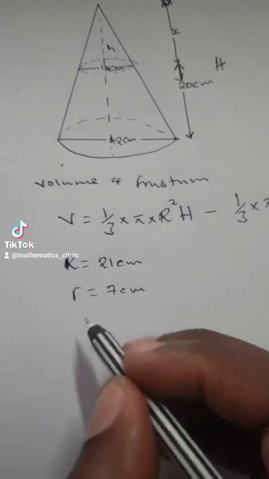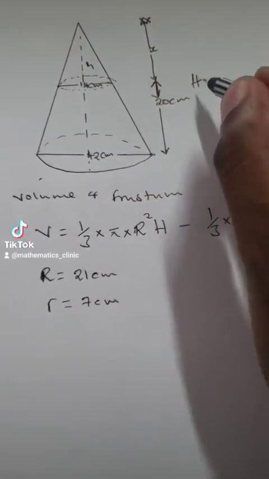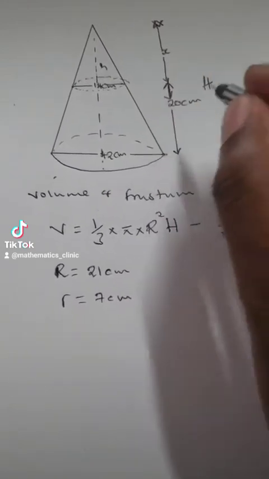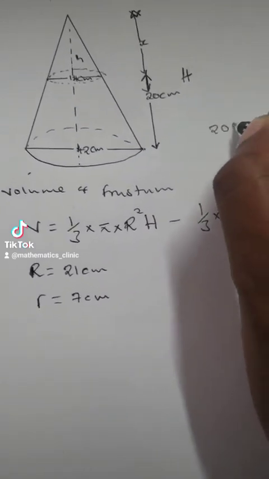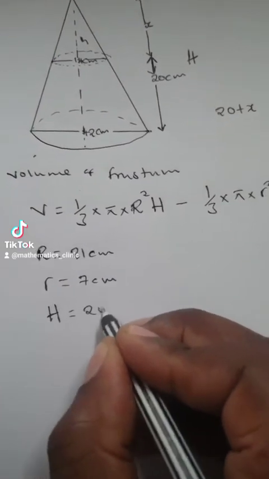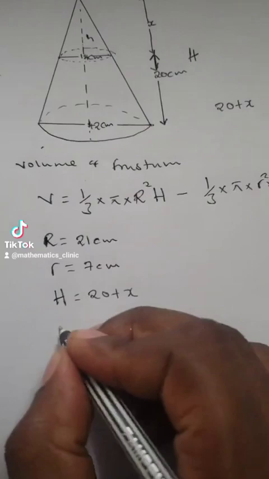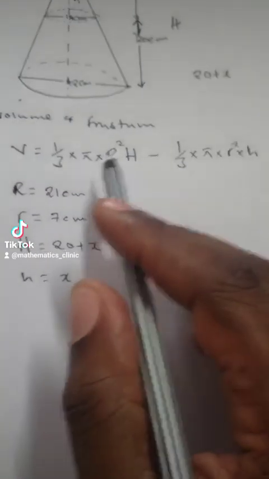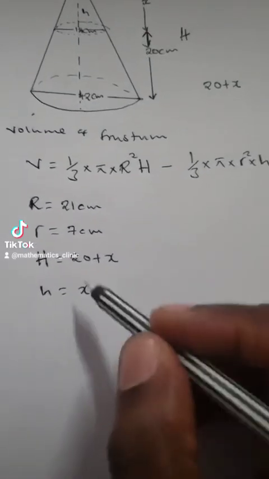Then we know the height. If we add the 20 plus that x, we have 20 plus x for the bigger height, where our unknown height is small x. So we need to know that x, then we'll be good to go, because that's what is missing. So now how do we find that height?